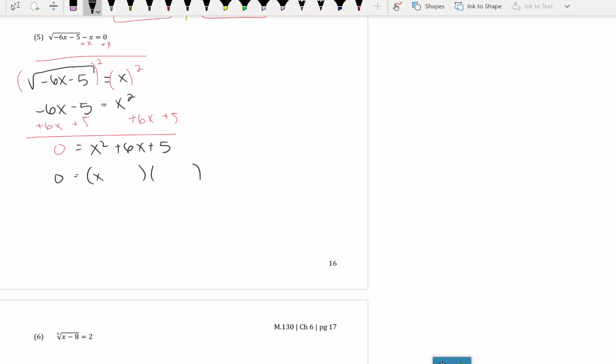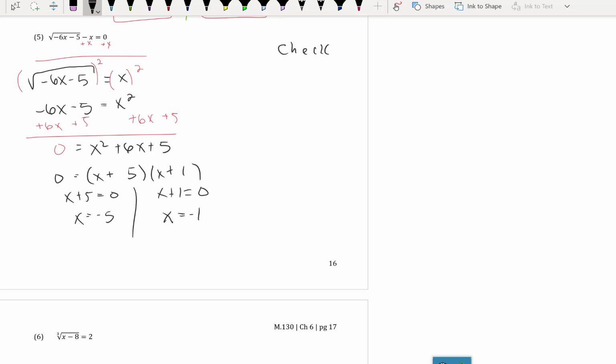And to factor this, you can do the AC method or the guess and check. So 5 times 1, when I multiply them together, it adds up to a 6. So x plus 5 is equal to 0, so x is equal to a negative 5. X plus 1 is equal to 0, so x is equal to a negative 1.